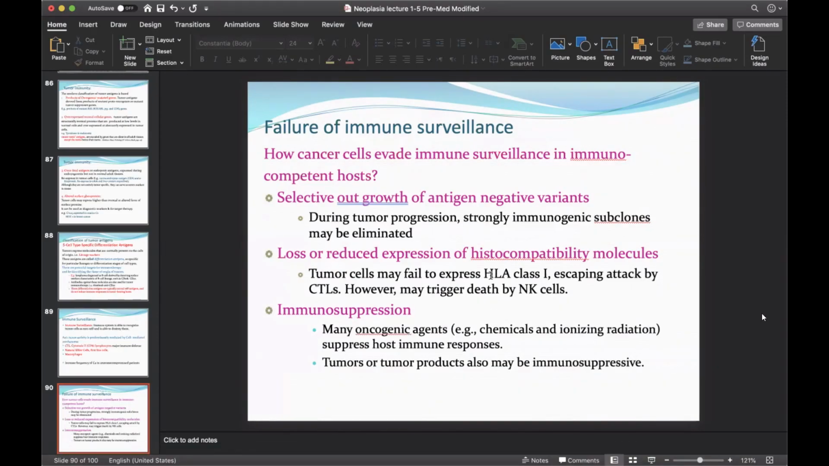Okay, the third mechanism is immunosuppression. Cancer cells are able to produce certain oncoproteins that have immunosuppressive abilities. Also, in addition to that, the treatments that are given to the patients, such as chemotherapy and radiation, also have the ability to suppress the immune system.